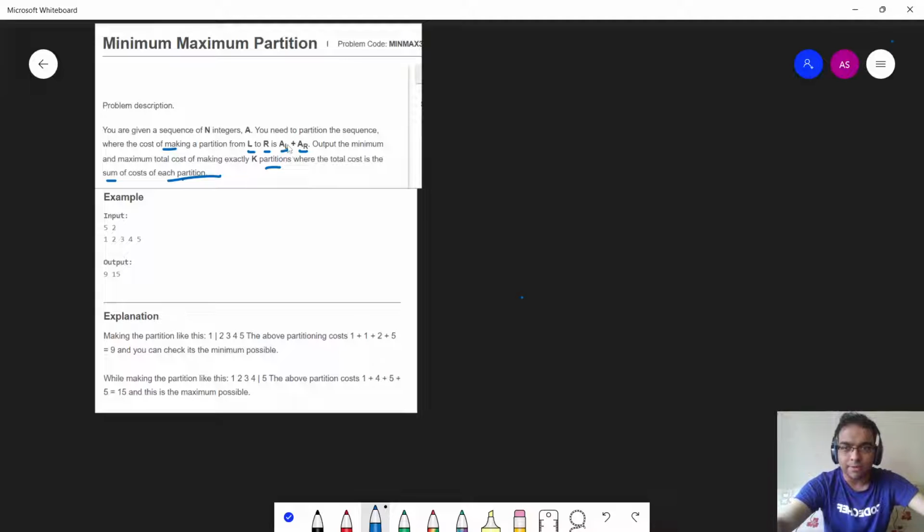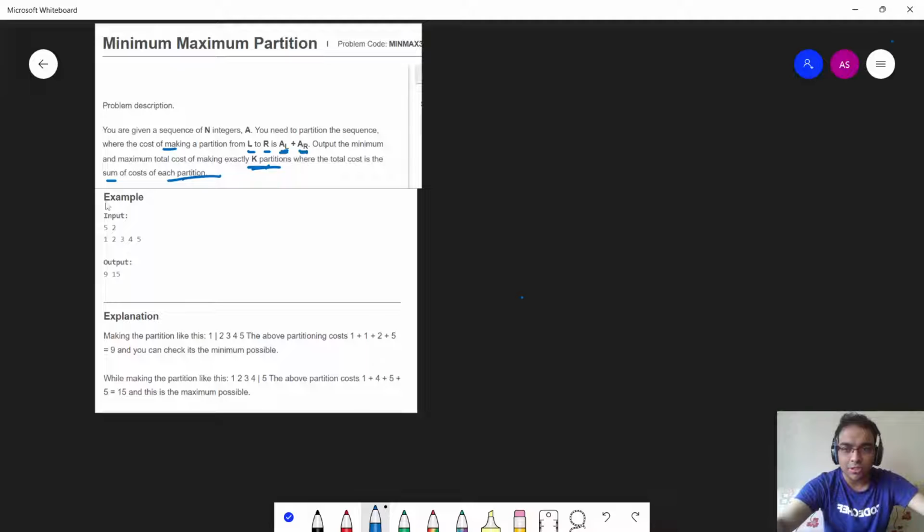Okay, so let me just summarize what the question is saying. The question is saying that you need to partition the sequence of n integers into k partitions. Whenever you partition the array, your cost of partitioning is nothing but the sum of the starting element of the partition plus the ending element of the partition.